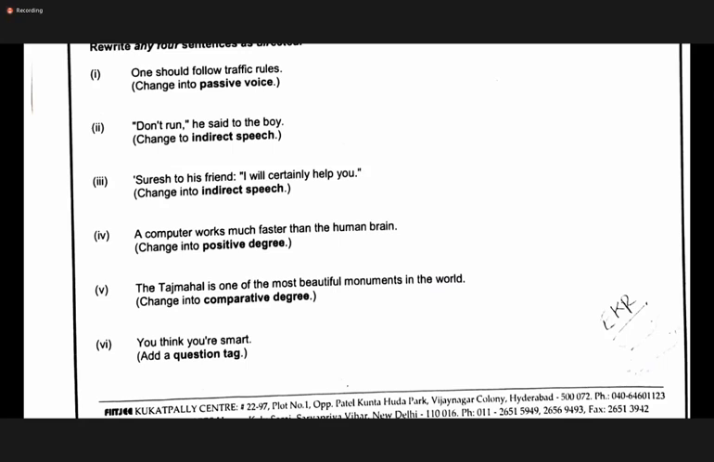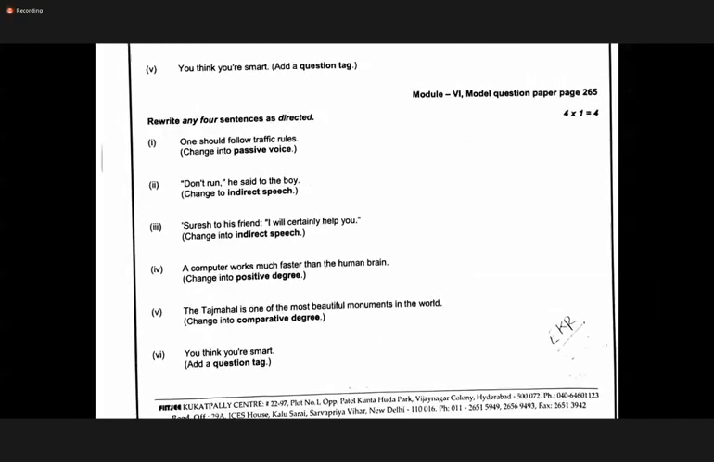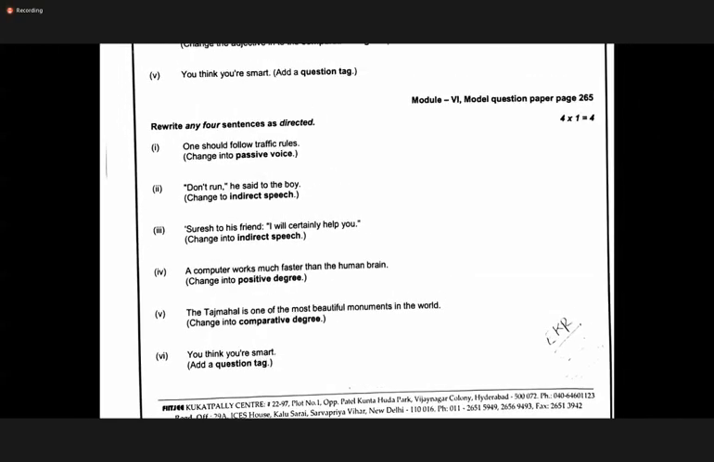Okay. Next, you think you are smart. So this is the statement. And for this statement, you have to add question tag. Your answer is don't you. Correct. Right. Now I am explaining this topic in detail. You think you are smart. Question tag is don't you.